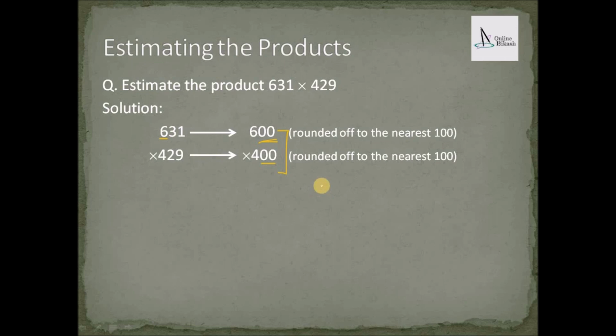So 6 fours are 24. 24 followed by how many zeros? 1, 2, 3, 4. 24 followed by 4 zeros. This will be the estimated product. Okay, it will not be the actual product, but it will be close to the actual product. Okay, so this is called the estimation of product.